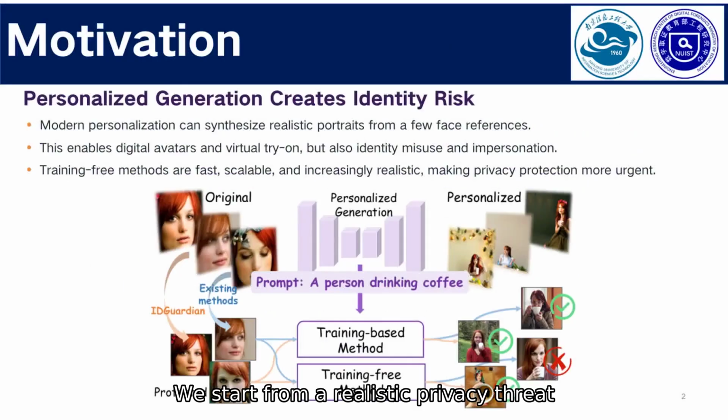We start from a realistic privacy threat. A normal portrait shared online can be used as a facial reference to generate new images of the same person under different prompts or contexts. Our goal is to protect the image before it is misused, while keeping it visually natural to humans.